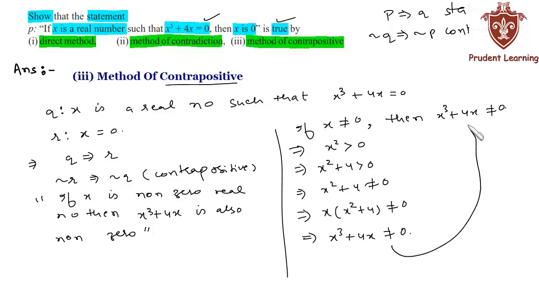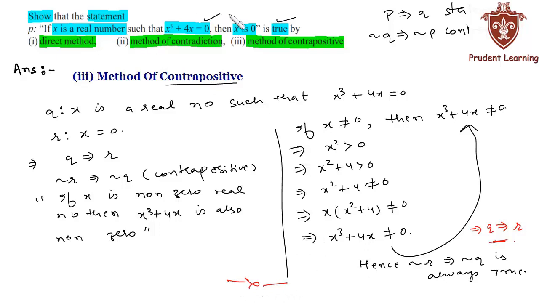So by this we have proved that if x is not equal to 0, then x cube plus 4x is also not equal to 0. Hence, we can write negation R implies negation Q is always true, which means Q implies R is always true. So by this we have proved that the given statement is true by the method of contrapositive. This completes our solution. Let us see the next question.